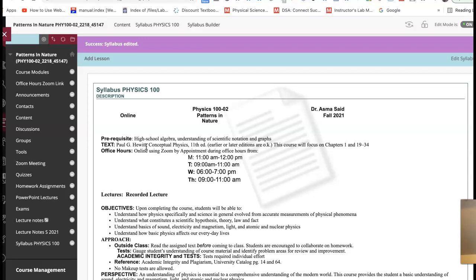It doesn't have a lab. It is just standing by itself. It's a conceptual course. We don't have any prerequisites for the course except high school algebra. You should know the basic math. I'm going to use the Hewitt Conceptual Physics 11th edition, and all my work is based on the 11th edition. We will cover chapters 1 and then 19 to 34.